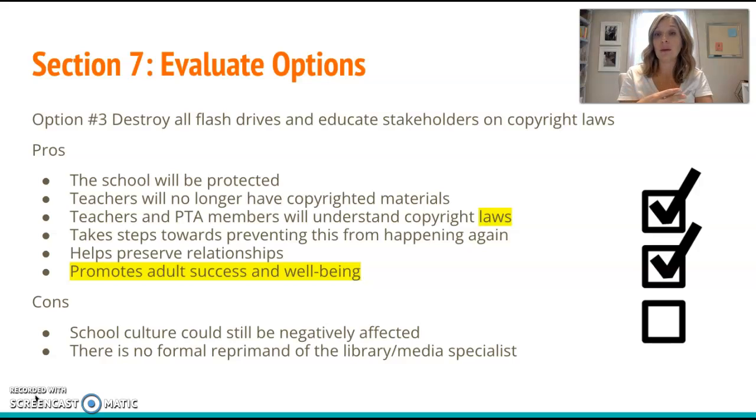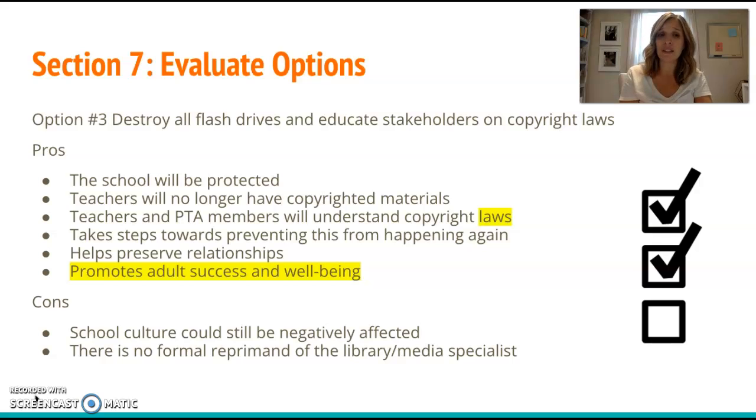The teachers and the PTA members would get an understanding of copyright laws and why it's important to follow them. We would also take steps towards preventing this from happening again. It would help to preserve the relationship between the principal and the school teachers and the principal and the community members as well. It would also help promote the success and well-being of all the adults in the school district, including staff members and parents, and hopefully by them having some knowledge about the copyright laws, they can then pass that information on to the students as well.